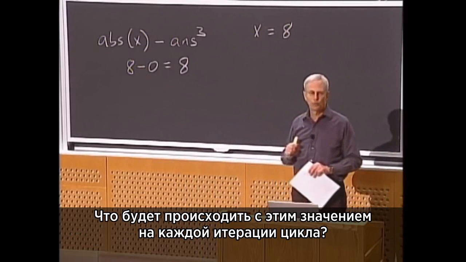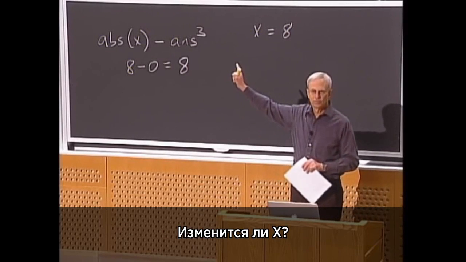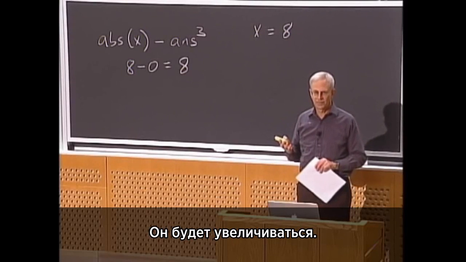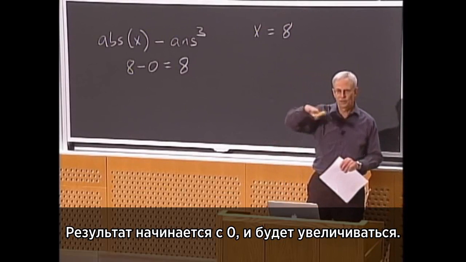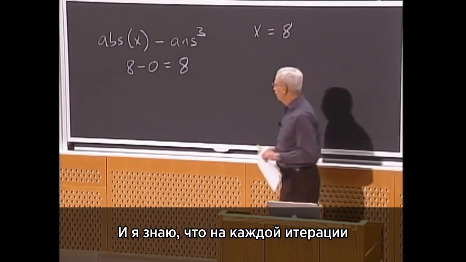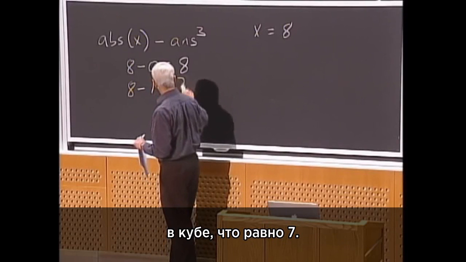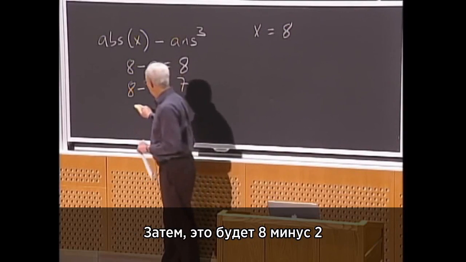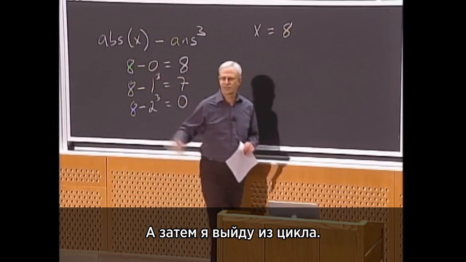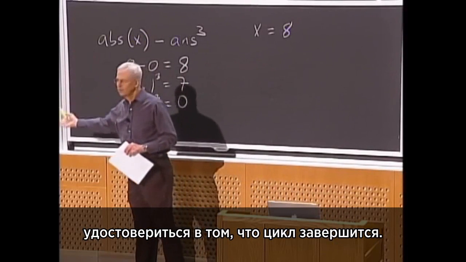What happens to this value every time through the loop? Does x change? Does answer change? And how does it change? It's increasing. What does answer start at? It starts at 0 and it increases. So I know that answer cubed will always be positive, right? The first time through, it will be 8 minus 1 cubed, which is 7. And the next time through, it will be 8 minus 2 cubed, which is 0. And then I exit the loop. And it's that kind of reasoning that I use to convince myself that this loop terminates.